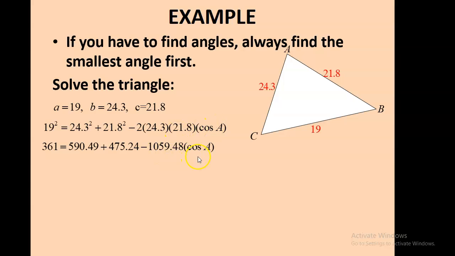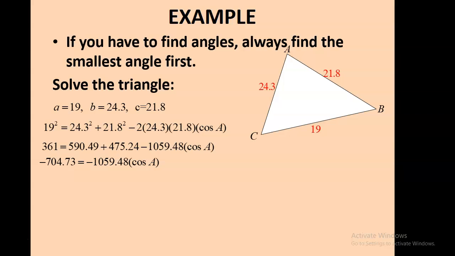However, these two pieces are supposed to be multiplied together, and people forget that. So we subtract these two pieces over to this side, 590.49 and 475.24. So we have negative 704.73 equals negative 1059.48 times cosine of A.